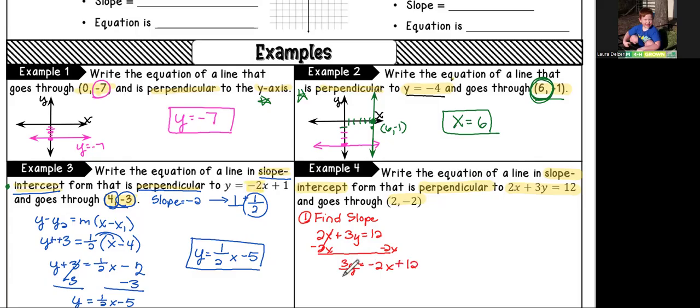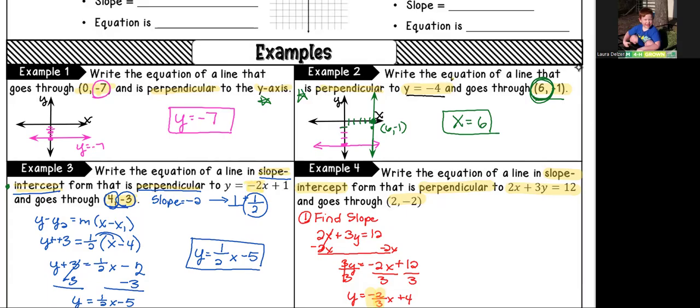And then I'm going to divide by 3 and divide by 3. All my terms have to be divided by 3, right? And I get y equals -2/3 x plus 4. But remember, this is not the end of my problem. This is really still the beginning. We found that the slope here is -2/3. Okay, that's what we found out.